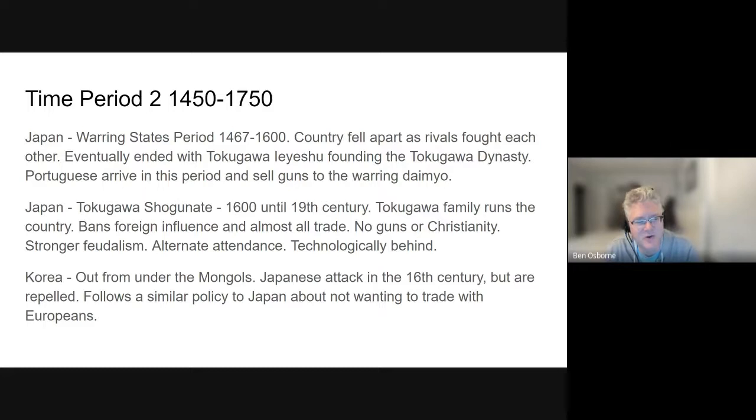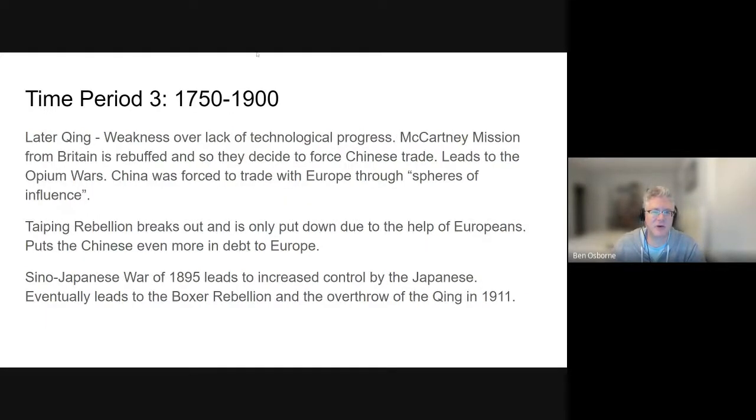Korea in this time period, of course, is going to be out from underneath the Mongols, but the Japanese will attack in the 16th century under that guy, Hideyoshi Toyotomi, but they are actually repelled. They are able to stop the Japanese from that invasion. They will follow a similar policy to Japan about not really wanting to trade with Europeans, and they will sort of come back under the control of the Ming and the Qing dynasties as sort of a tribute state. So they're sort of independent, but they also have a lot of control over them.